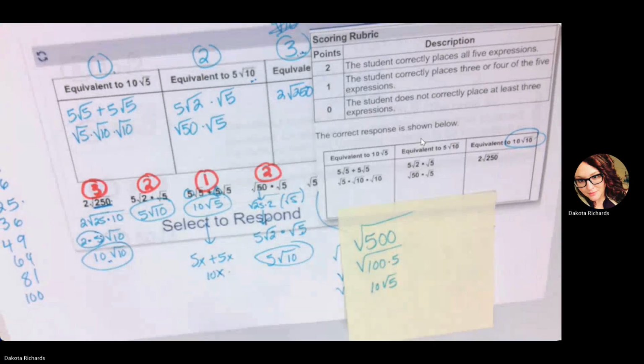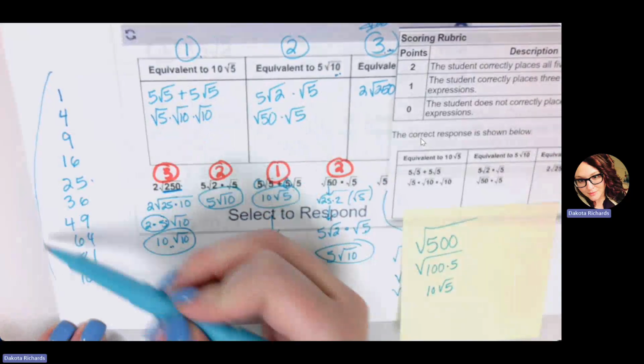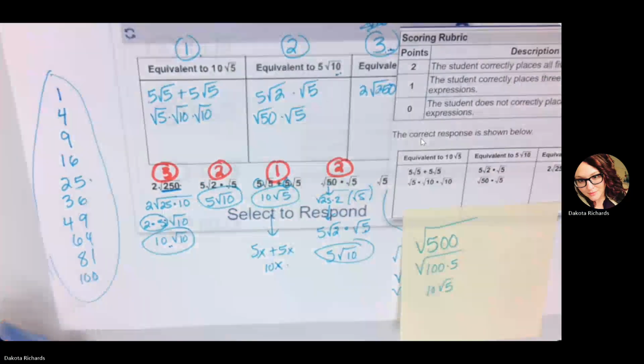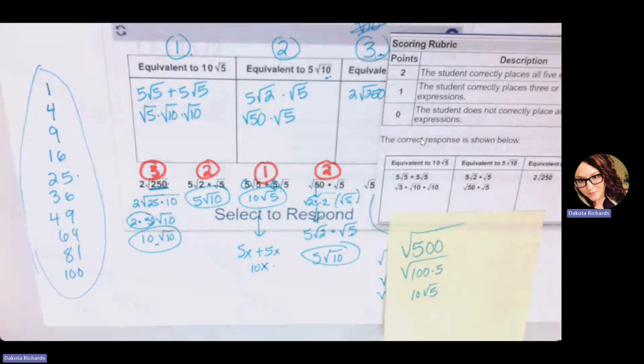Okay. So whenever you have radicals, think about your perfect squares, make that list, and try to divide with those numbers, because you know those are perfect squares and you can easily find the square root of those numbers. Okay.